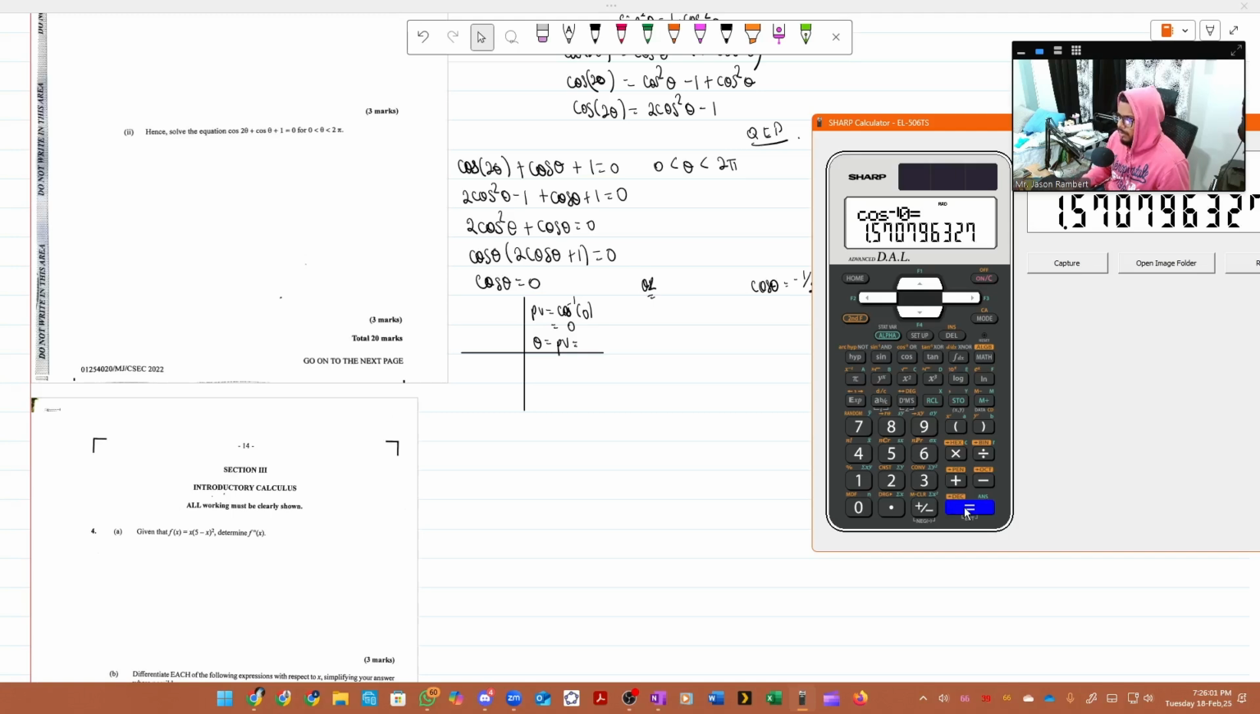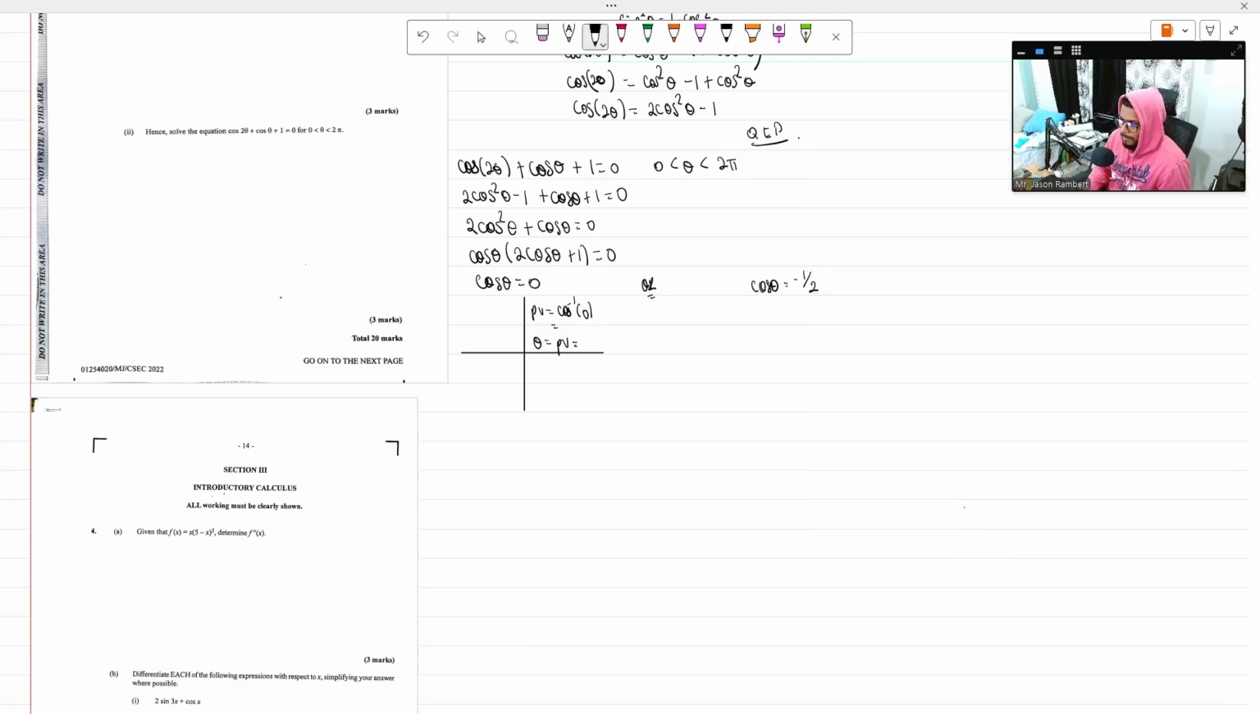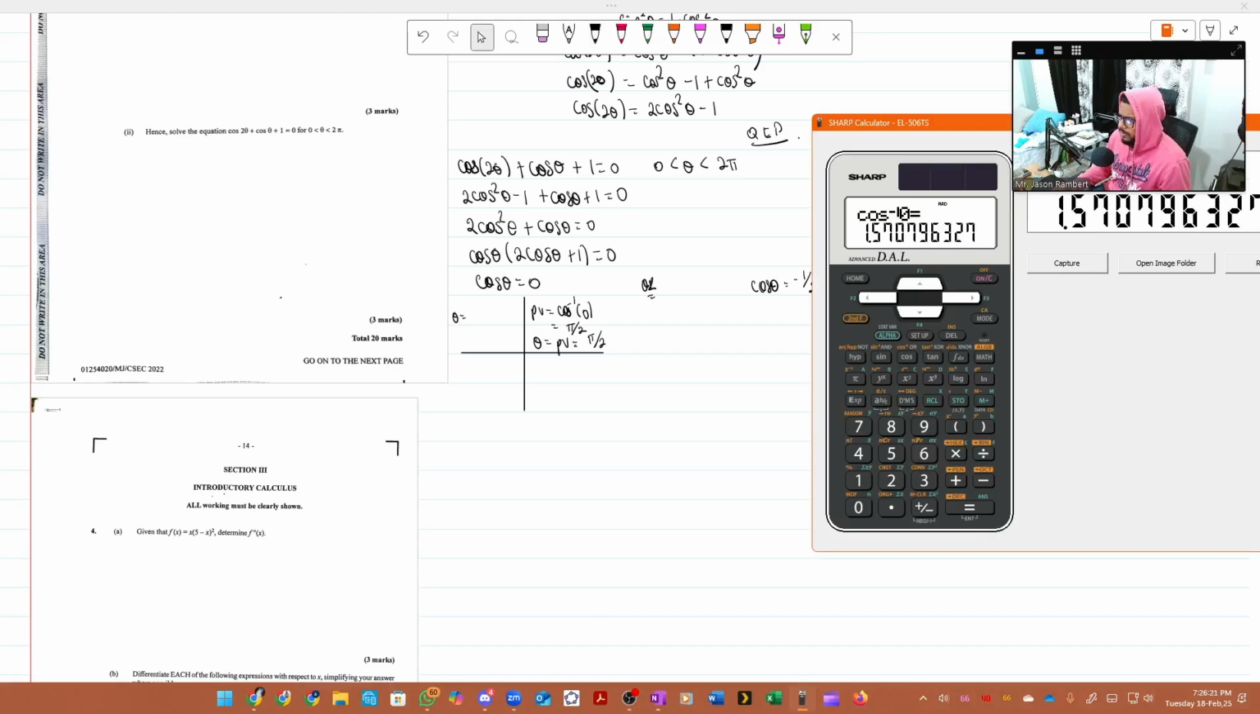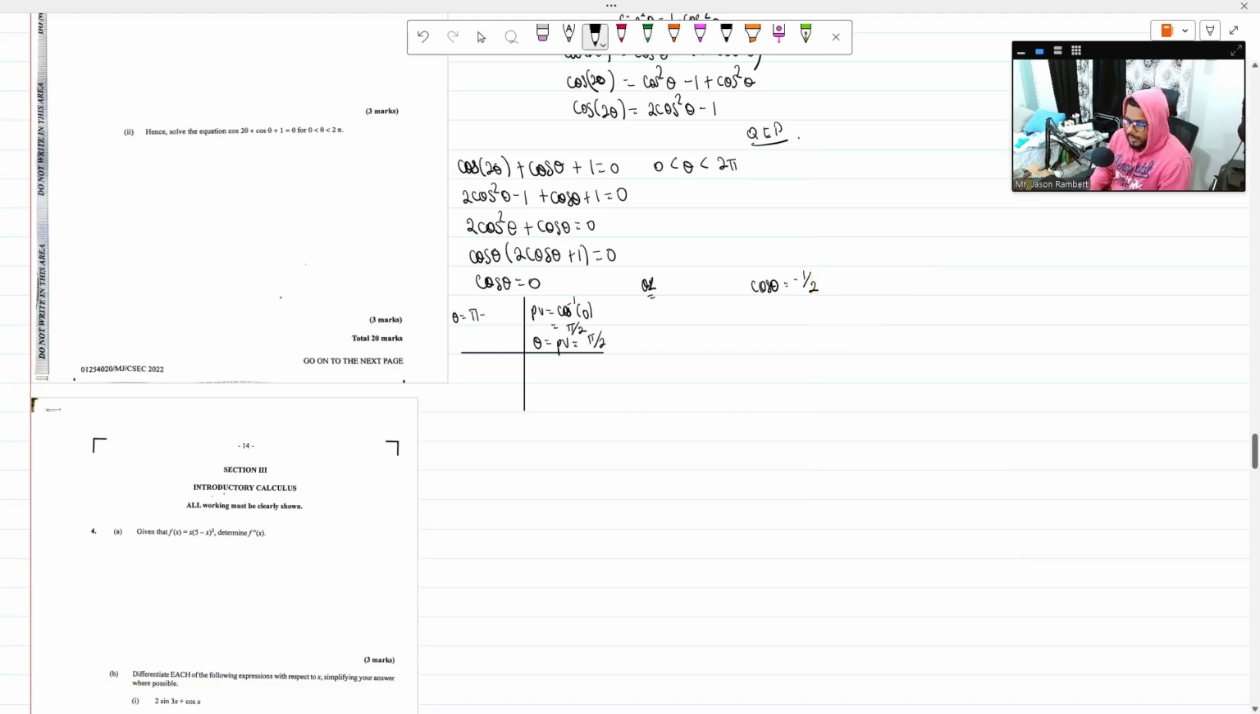Cos inverse of 0 is pi on 2. My principal value, sorry, theta is, did I put cos inverse? Yeah, right, pi on 2. Theta, yeah, that's correct. Theta is equal to pi minus the principal value, which is pi on 2, which is pi on 2.